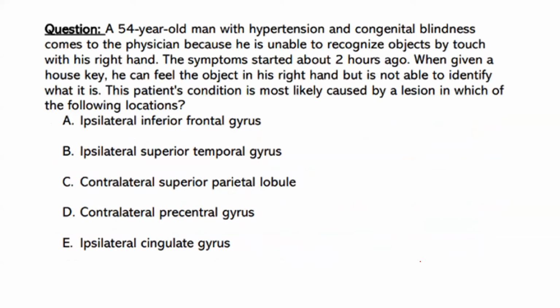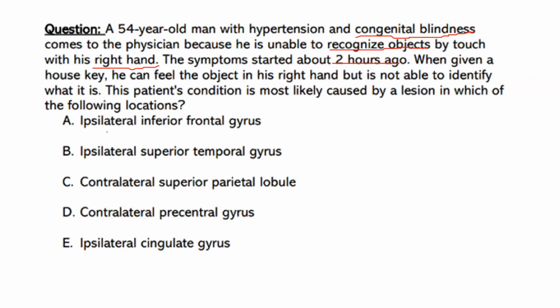So we have a 54-year-old man with hypertension and congenital blindness. He came to a physician because he's unable to recognize objects by touch with his right hand. Okay. Symptoms started about 2 hours ago. When given a house key, he can feel the object, but he can't tell what it is. Okay. Which of the following is going to be the cause of the lesion?